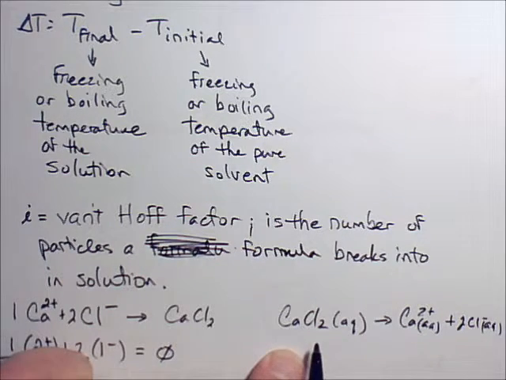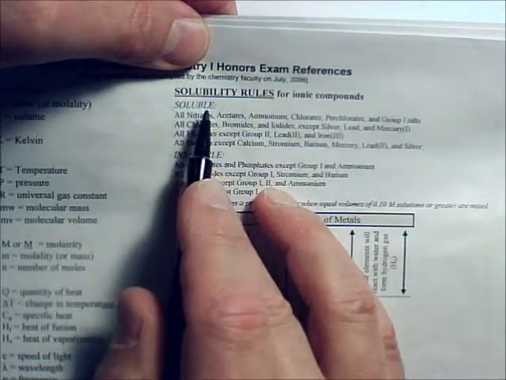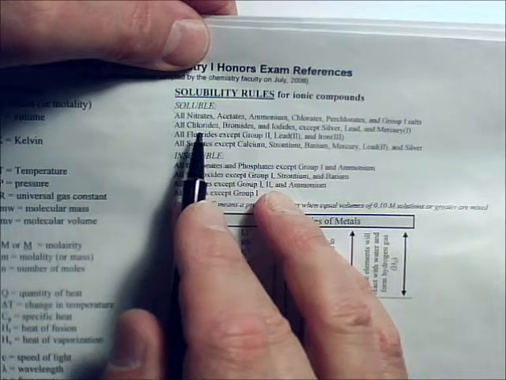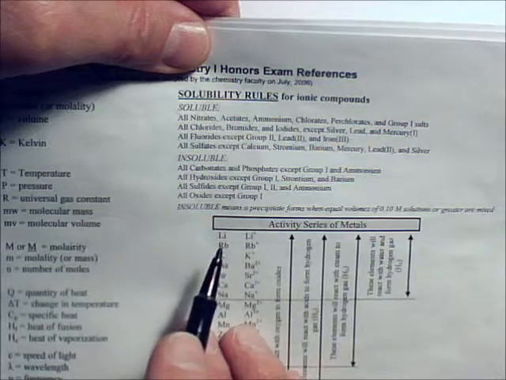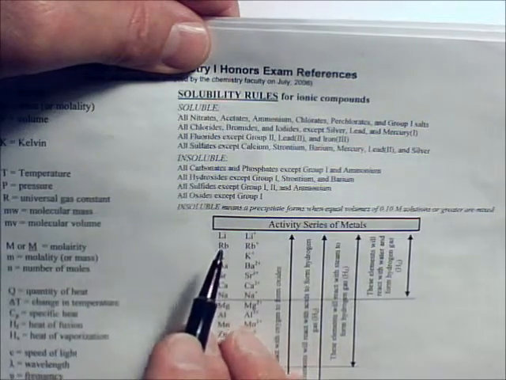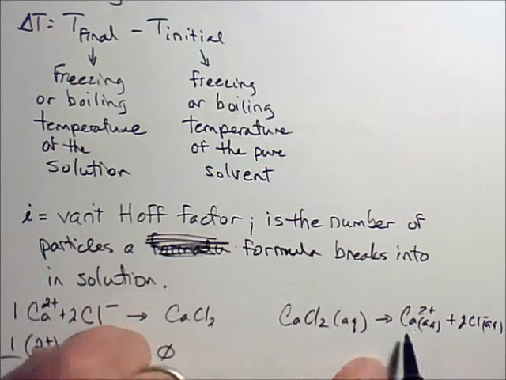Calcium chloride is soluble. If you go to your solubility rules, you'll find that chlorides are soluble. So in water, they break up. They are soluble. Okay? And any ionic or acidic compound that is soluble breaks up into separate ions. But it has to be ionic or acidic. It can't be covalent. And so it breaks up.